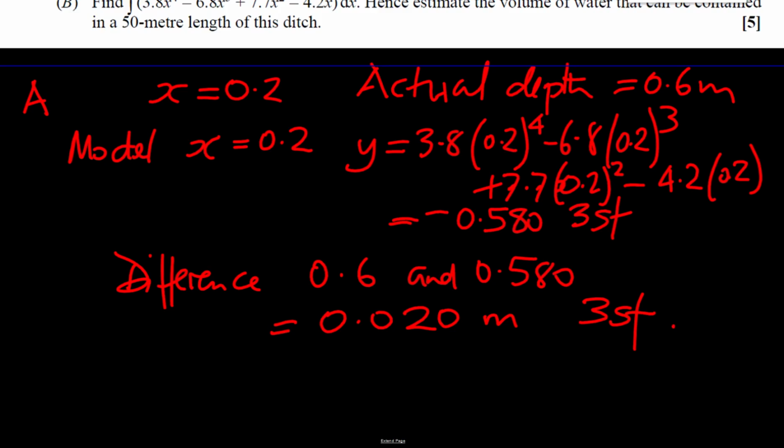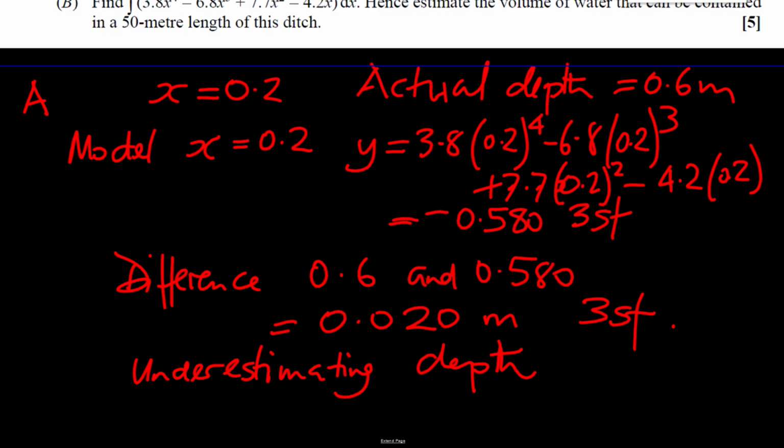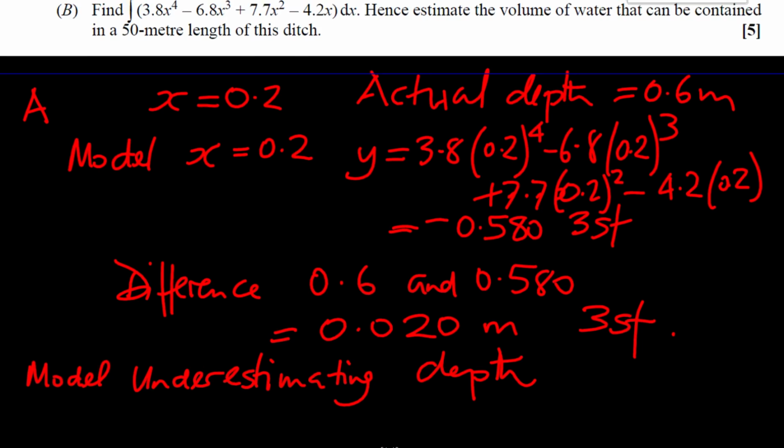And the model, what's the model doing? Actually, it's underestimating the depth, isn't it? It's only estimated at 0.58. So I should have written model underestimating depth compared to the actual. Okay, so that was pretty straightforward. They usually give you a part of the question where you are taken through finding a point and comparing an actual or something like a lorry going through the hole, or along the ditch or something like that, comparing that to the model. So that's a typical step they're going to ask you to do.